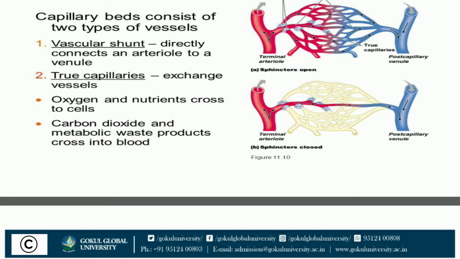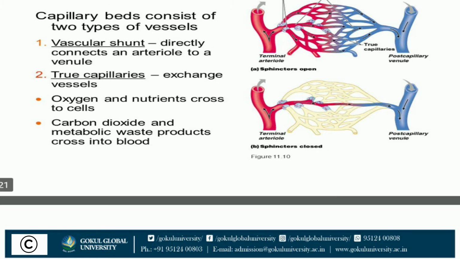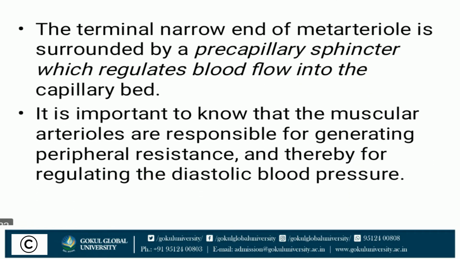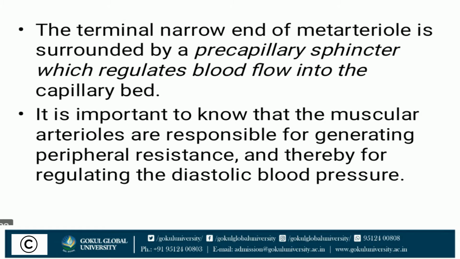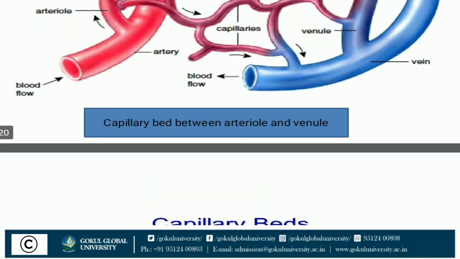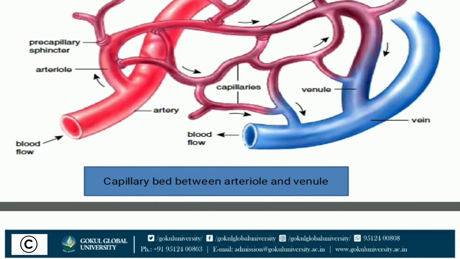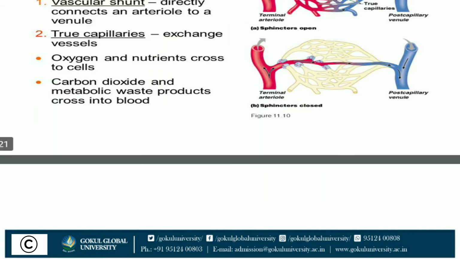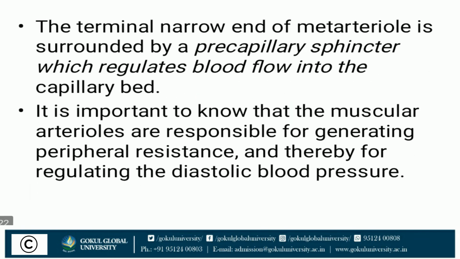In diagram B you can see the terminal narrow end of the meta-arteriole is surrounded by the precapillary sphincter, which regulates blood flow into the capillary bed. It is important to know that the muscular arterioles are responsible for generating peripheral resistance and thereby for regulating diastolic blood pressure.